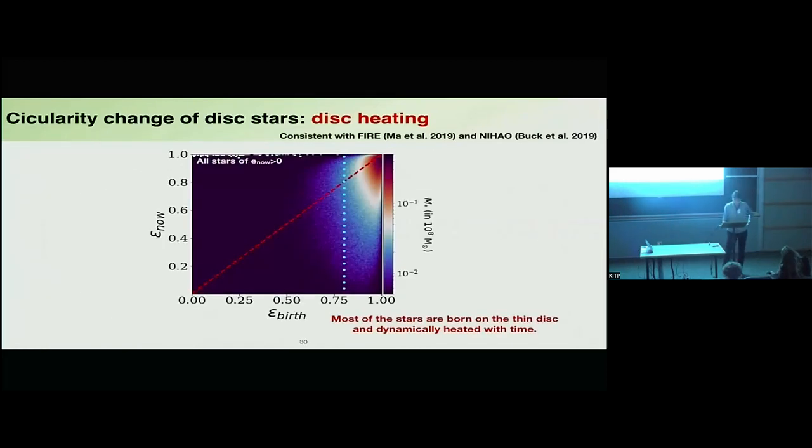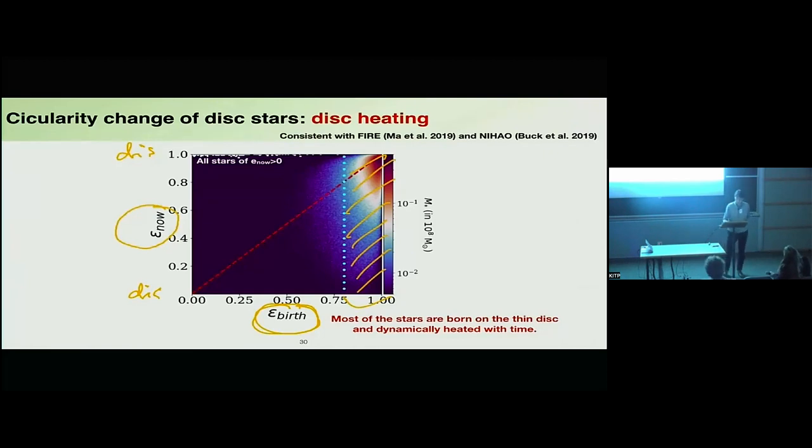So this sums up a little bit. This is the present day's circularity. This is disk, and that's dispersion dominant, and the circularity of birth. At the birth, most of the stars are born on the thin disk, low, high value, but as time goes on, many of them become thick.